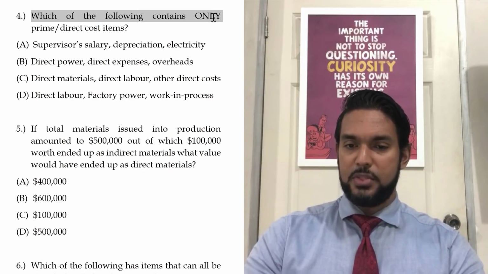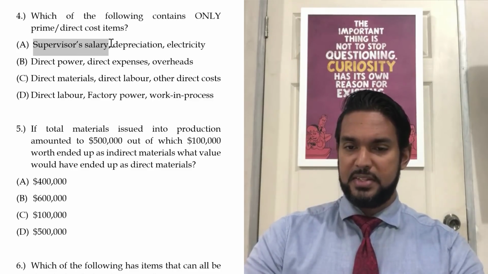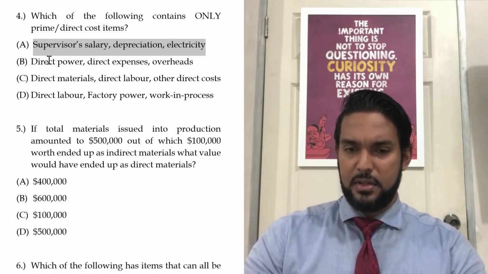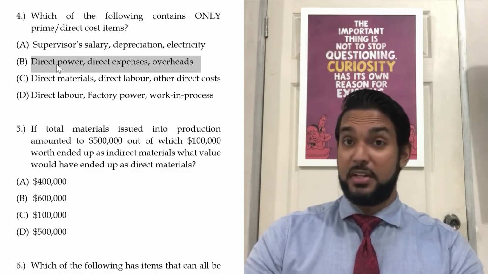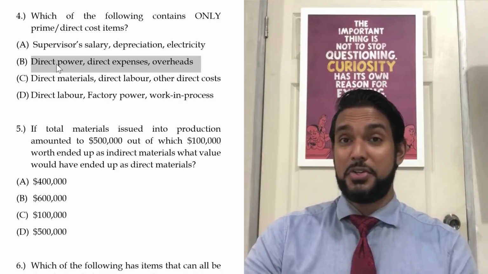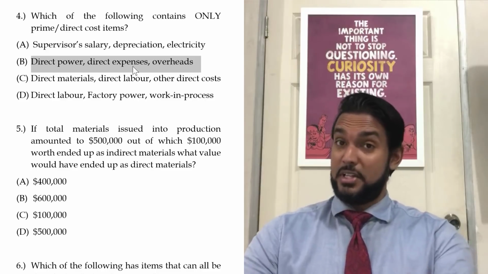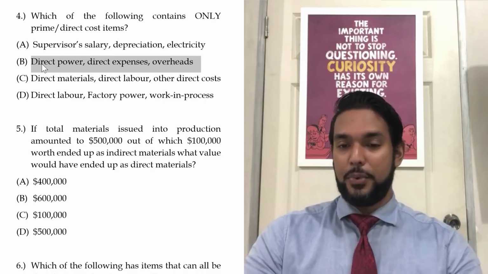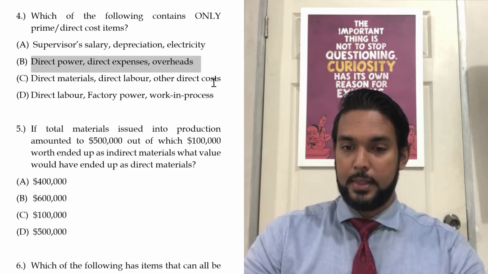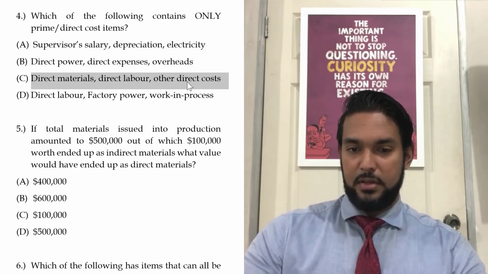Which of the following contains only prime or direct cost items? Okay, this is an interesting one. So supervisor salary, depreciation, electricity, those are all indirect. Direct power, direct expenses, overhead. So direct power is not a direct cost, it's electricity. So you can't trace that to units of output. Or maybe you can, but for all purposes, no. Direct expenses, that was a nice little misdirect there. But overheads definitely causes that one to be eliminated from consideration. Materials, labor, other direct. Yeah, well, there you go.